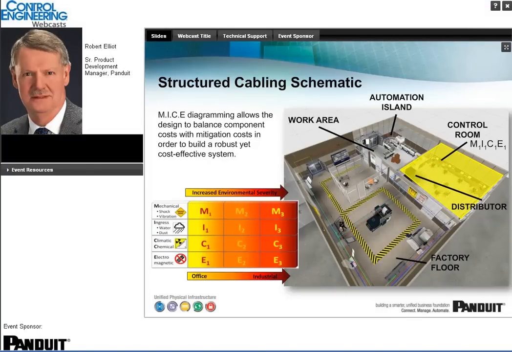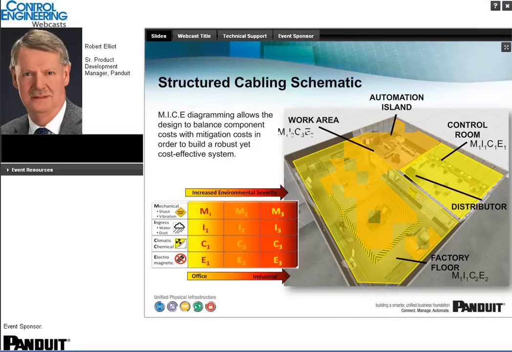And here we start to see some of the different MICE criteria that you might see on a typical shop floor. And so when you get to that automation island, you're in a fully encountered MICE level 3 type of environment.